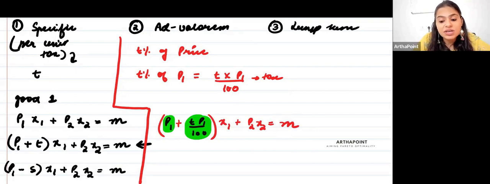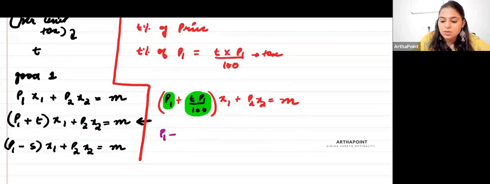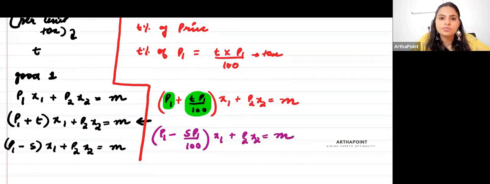If there is a subsidy, what will you do? P1 minus S P1 by 100 into X1 plus P2 X2 is equal to M. I will show you a question just now after this that came in the past year.